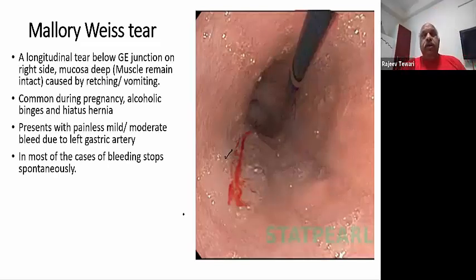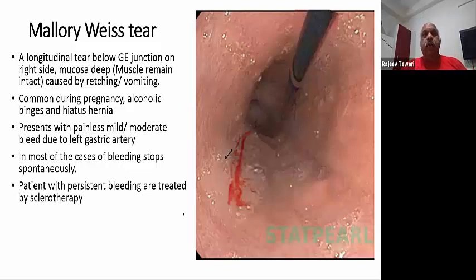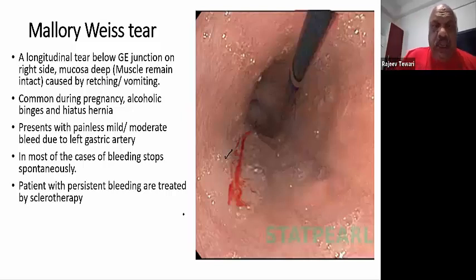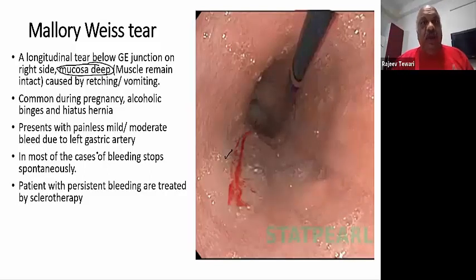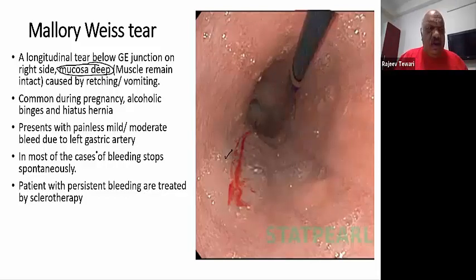And remember, it is only mucosa deep. Unlike Boerhaave, which is a through and through tear, it is only a partial thickness tear. So Mallory-Weiss tear is only a partial thickness tear, only mucosa deep. So there's no pain, no perforation, only bleeds. Common in pregnancy or after alcoholic binges, and it heals by itself. There's no surgical treatment, 99% no need of surgery, just supportive treatment and it heals by itself.